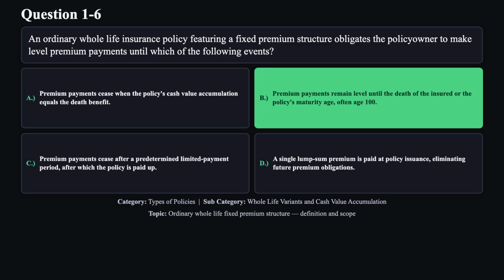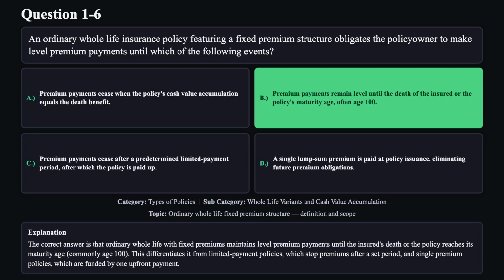The correct answer is B. The correct answer is that ordinary whole life with fixed premiums maintains level premium payments until the insured's death, or the policy reaches its maturity age, commonly age 100. This differentiates it from limited payment policies, which stop premiums after a set period, and single premium policies, which are funded by one upfront payment.